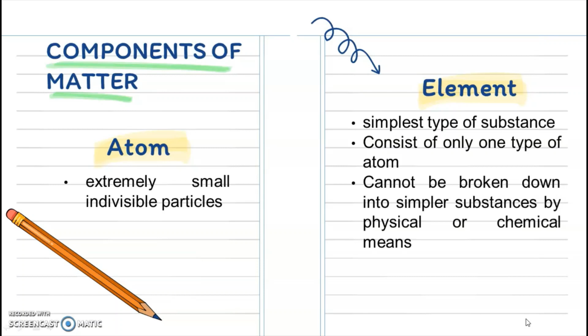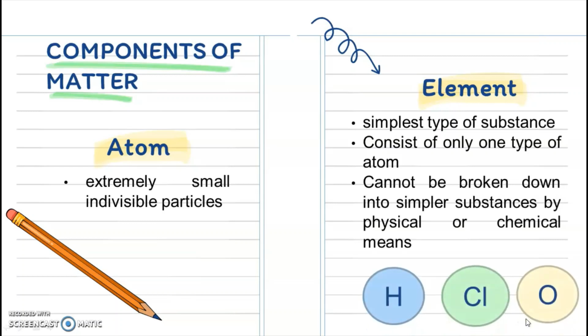We also have elements, which are the simplest type of substance. Sila yung makikita natin sa periodic table, and they consist of only one type of atom, and they cannot be broken down into simpler substances by physical or chemical means. Some examples are hydrogen, chlorine, and oxygen.